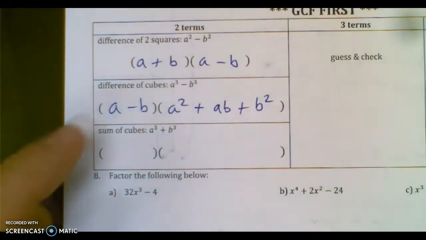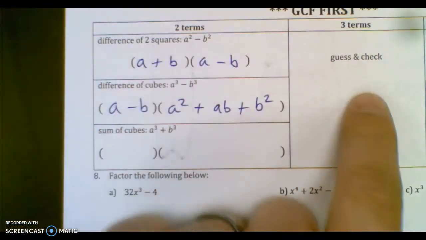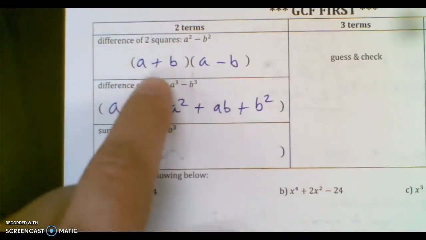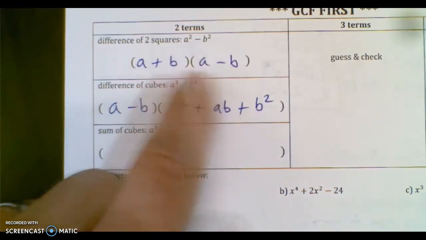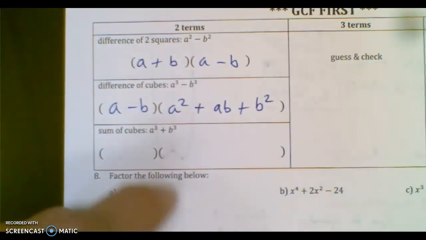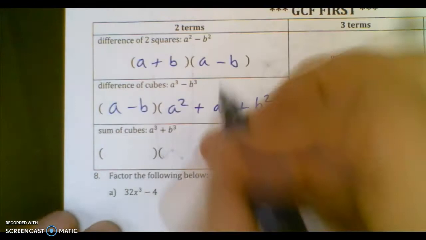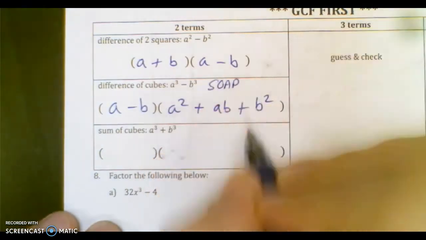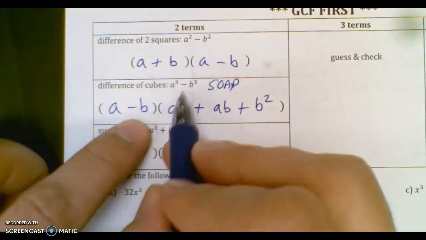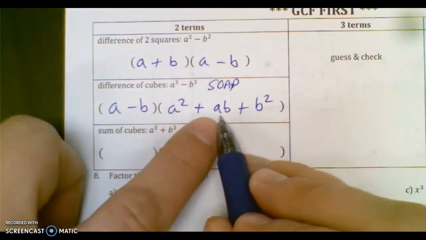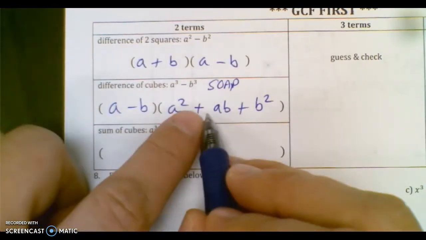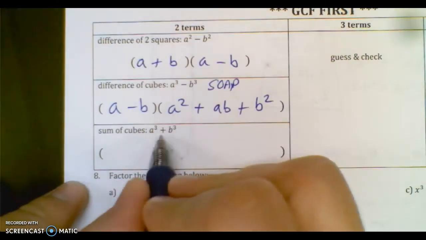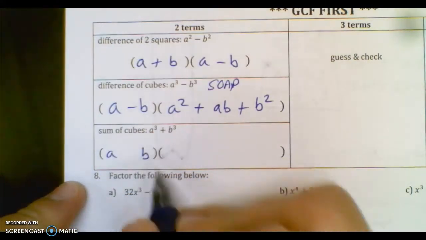Alright, so this one, just going over some of our factoring abilities here. Difference of squares just turns into 1 with a plus, 1 with a minus. Here's the SOAP. This is one of the 2 SOAPs, right? You do a minus b, then an a squared and a b squared and ab, and you go same, opposite, always positive.